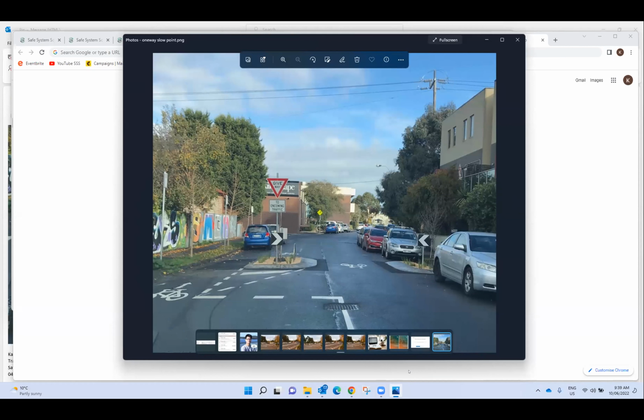So we are working on our safe system assessment, the final assignment. Everybody's had a look and everybody's happy with their... we're still seeing you're not there yet. We're still seeing the one-way slow point.